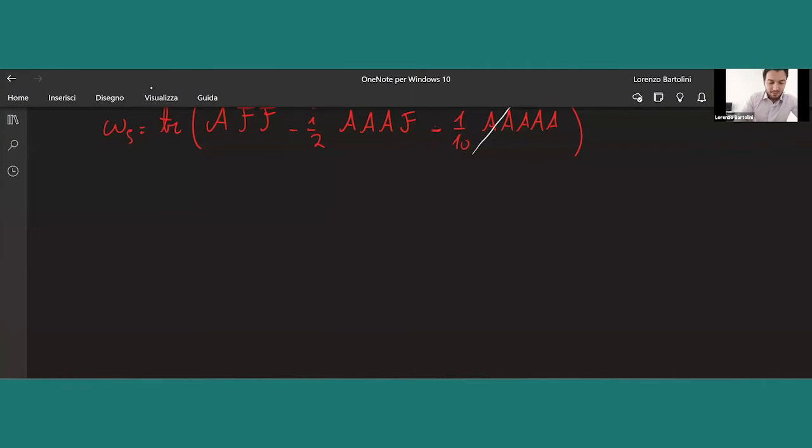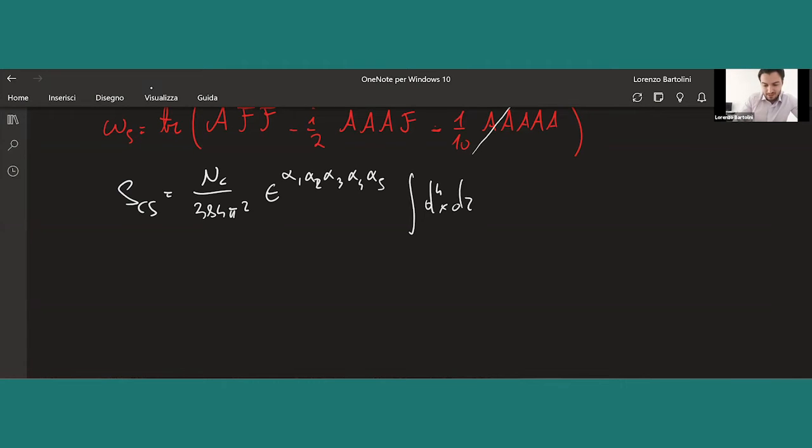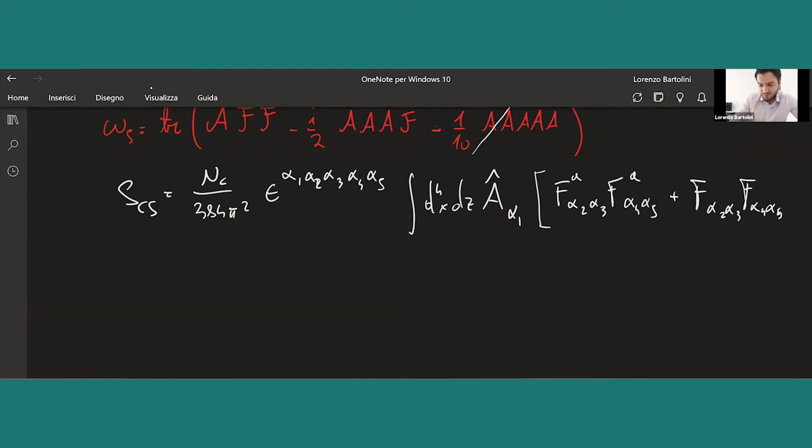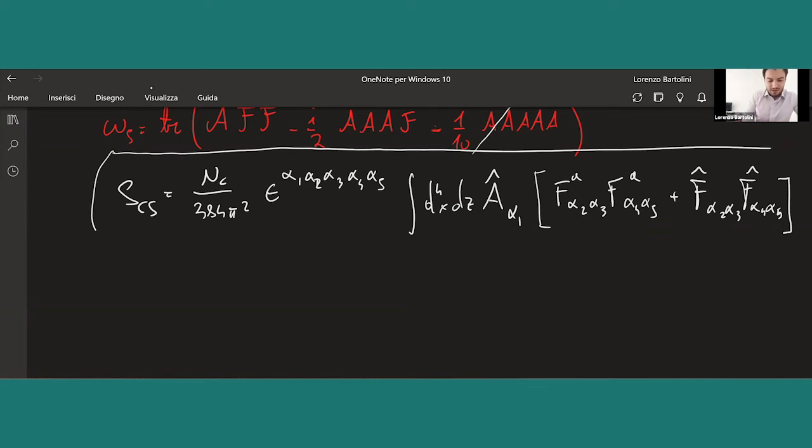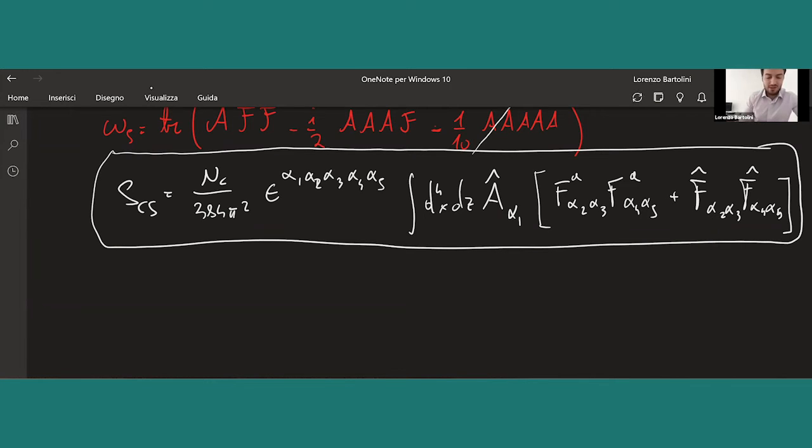And when you compute everything, the final action, called the Chern-Simons action for this theory, is simply this one: alpha 1, alpha 2, alpha 3, alpha 4, alpha 5, integral over d4x dz. And then we have the abelian field that multiplies this alpha 2, alpha 3, A, F, alpha 4, alpha 5, and the same for the abelian, the alpha 2, alpha 3, F, alpha 4, alpha 5. Okay, so we have 2 pieces of the action, Yang-Mills and Chern-Simons.